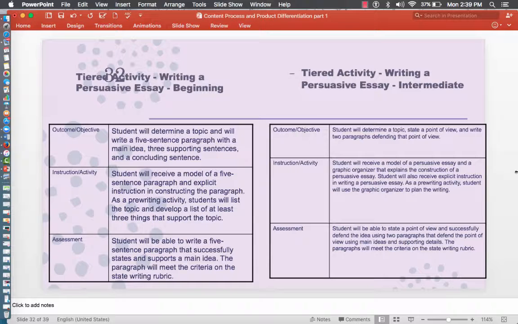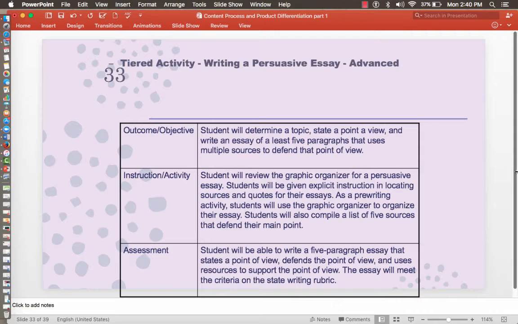Now in assessment, you're going to be able to write a 5-sentence paragraph. Over here, you're going to be able to state a point of view and successfully defend your idea in 2 paragraphs. Now right here, the last one, the advanced, I didn't have room on that one page to put them all on there so that you could actually see the words.